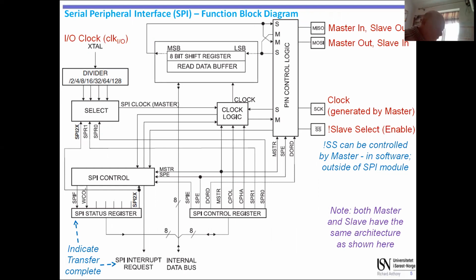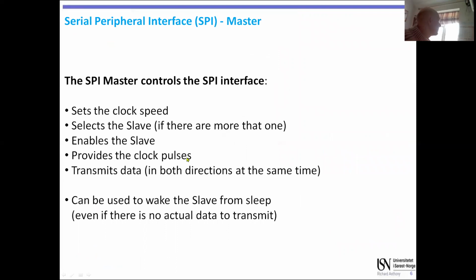So if we have 3 or 4 devices connected to one master, we can use a different IO port to control these bits on the slave side, so the master can say, I want to turn off this particular slave and turn on that slave, and I can talk to a different one. And I'll show you an example where I've done that. So it sets the clock speed, it enables the slave, it provides the clock pulses, and it transmits data in both directions at the same time because of that rotation of the register.